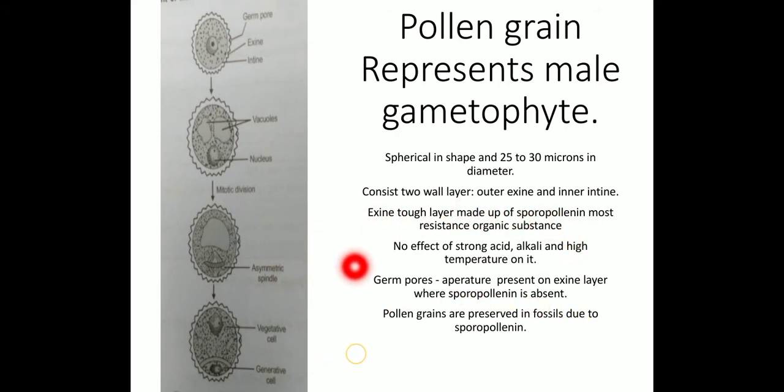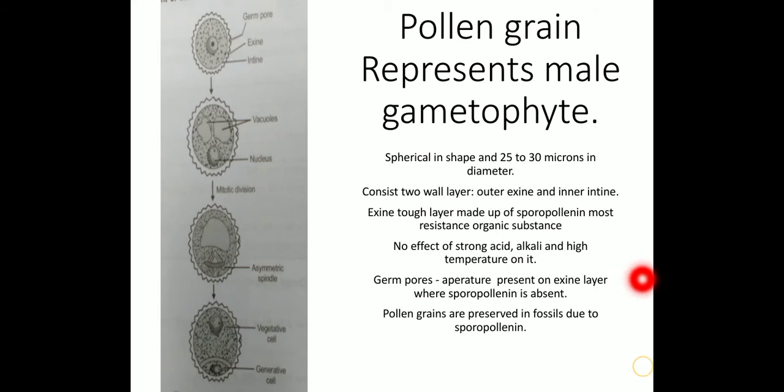Inside the exine, there are some pores, some opaque areas where the sporopollenin is absent. Those areas are called germ pores. Through the germ pores only, the formation of the pollen tube takes place. The pollen grains are well preserved in fossils due to the presence of sporopollenin.